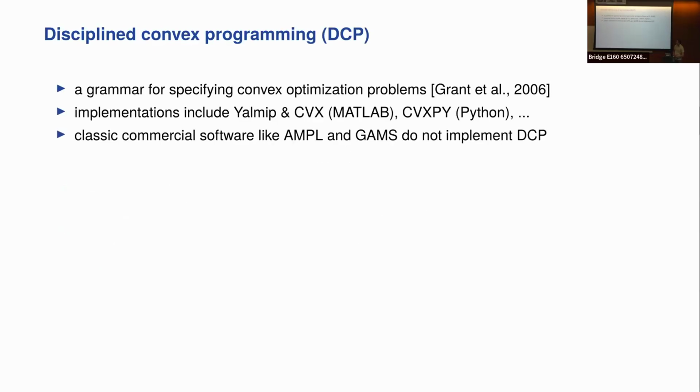One of the reasons why we have great, reliable software for convex optimization is this notion of disciplined convex programming. Disciplined convex programming is the mathematical framework that CVXPY and other modern languages implement to verify convexity. What is quite interesting is that classic commercial software like AMPL, I first learned optimization using AMPL, doesn't implement disciplined convex programming. So it's a bit unclear how they actually verify convexity.